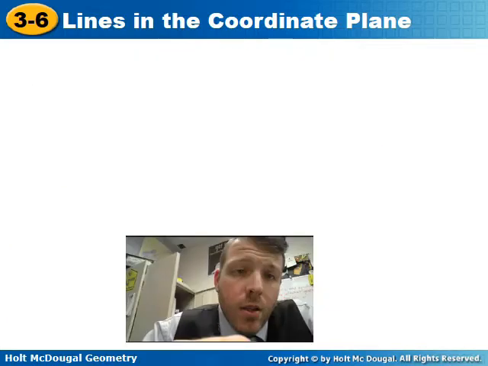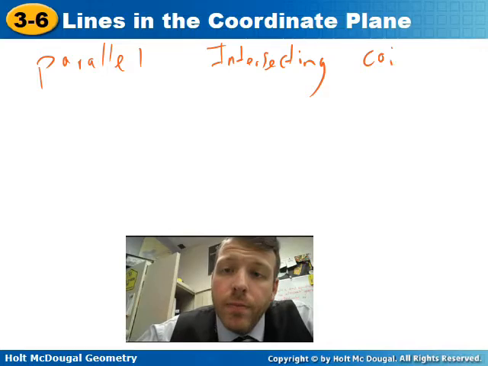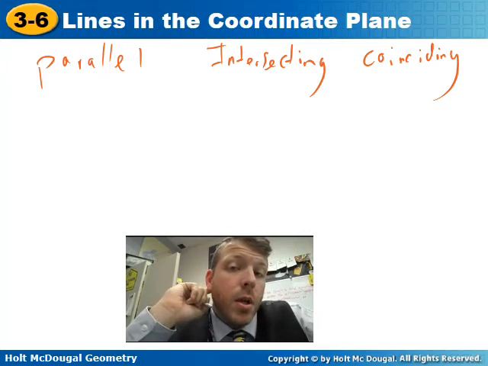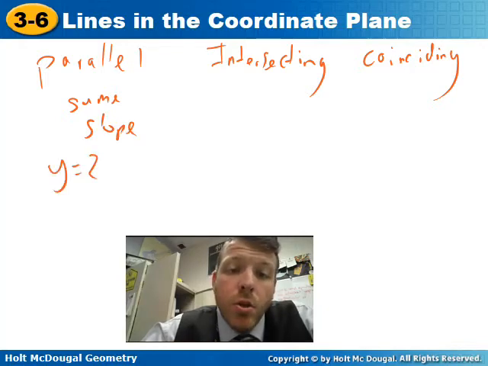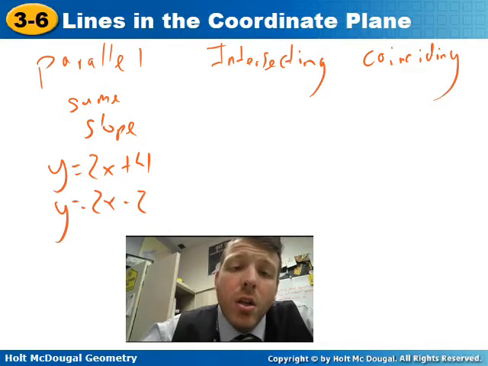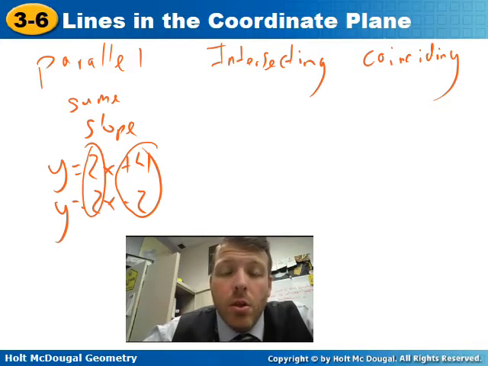All right, the last thing I want to talk about is the difference between different lines. We have parallel, we have intersecting, and we have coinciding. These are new terms, some of them, not all of them. Parallel means it has to have the same slope. Example, y equals 2x plus 4, y equals 2x minus 2. Notice they have different y-intercepts, but they have the same slope. So same slope, that would mean they're parallel.